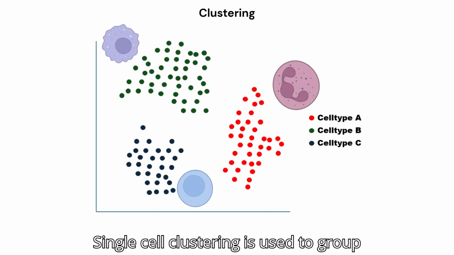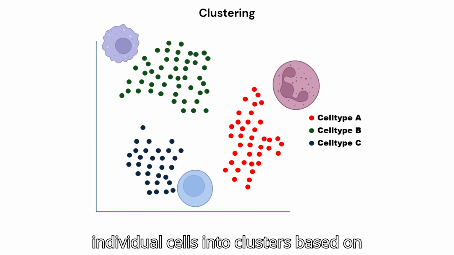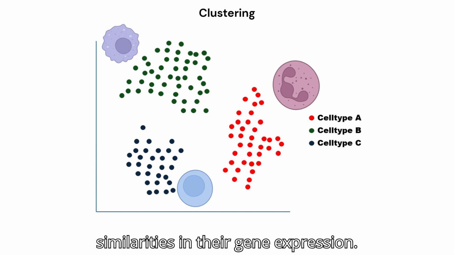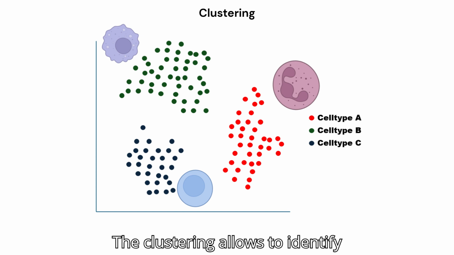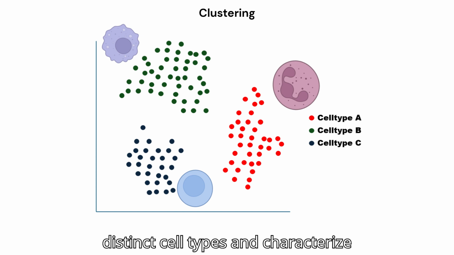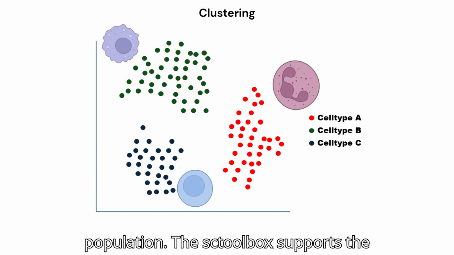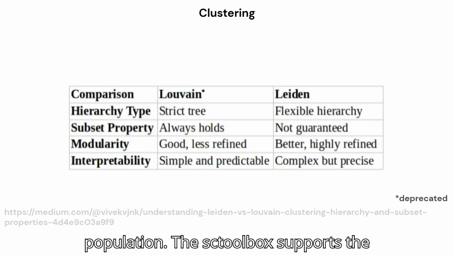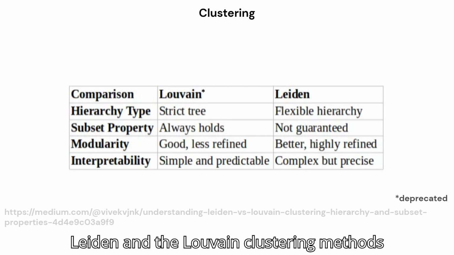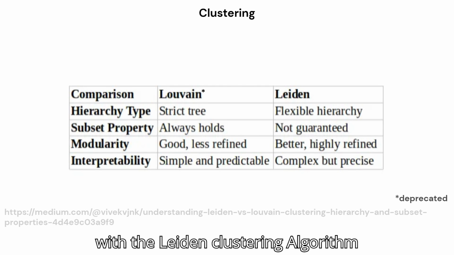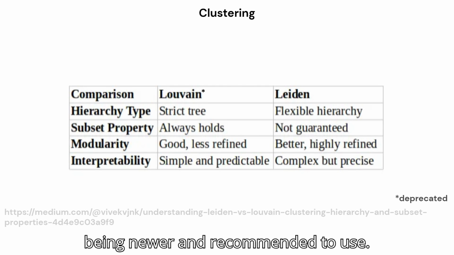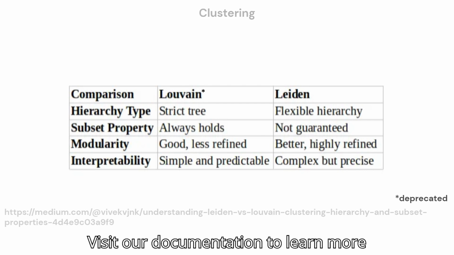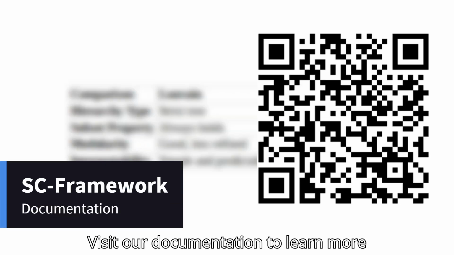Single-cell clustering is used to group individual cells into clusters based on similarities in their gene expression. The clustering allows to identify distinct cell types and characterize cellular heterogeneity within a population. The SC toolbox supports the Leiden and the Louvain clustering methods, with the Leiden clustering algorithm being newer and recommended to use. Visit our documentation to learn more about the differences between those methods.